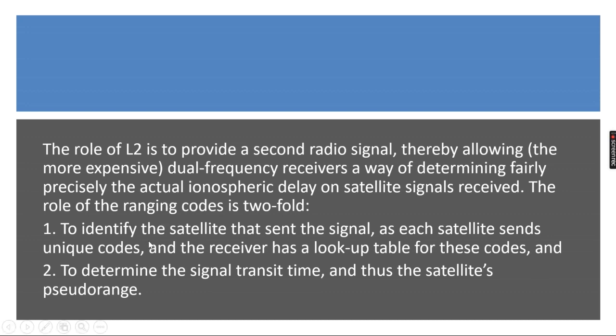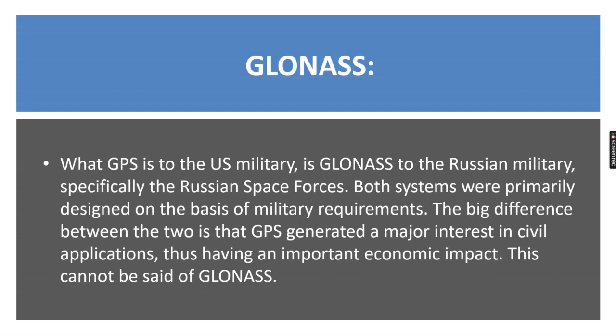And the code consists of 2 pieces of information. First, it identifies the satellite that sends the signal. For each satellite, there is a unique code, and the receiver looks at the code and understands which satellite has sent the information. Second, it identifies the satellite pseudo range. So 2 pieces of information are sent by GPS.